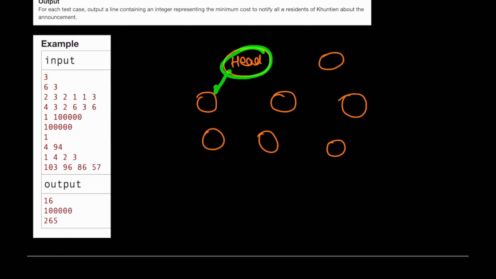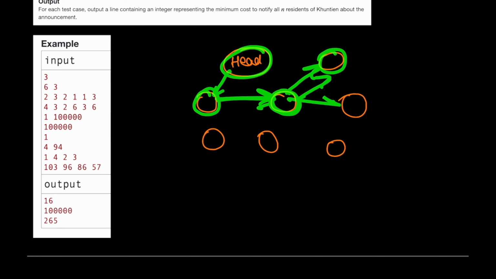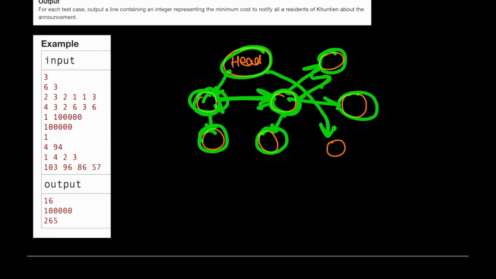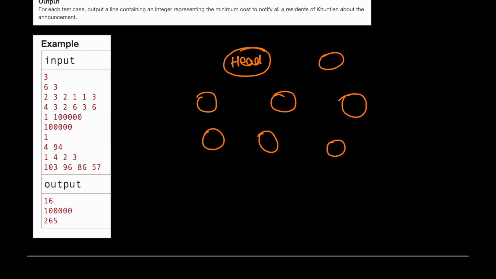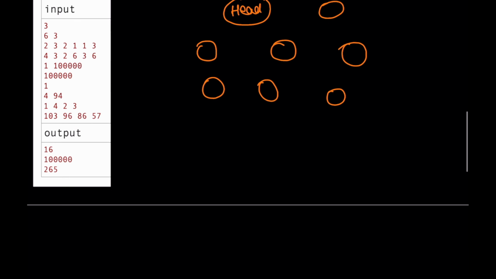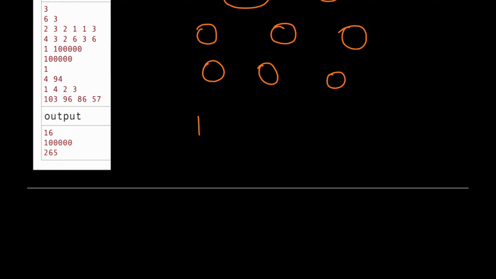So what he can do is he can tell it to this person, this person can tell it to this person, then this person can tell it to this and this. Now again this person can tell it to this and this. For this person Park Chanek can directly tell. So there can be any number of possible combinations and we need to find the minimum cost so that all the people get to know what the announcement is.